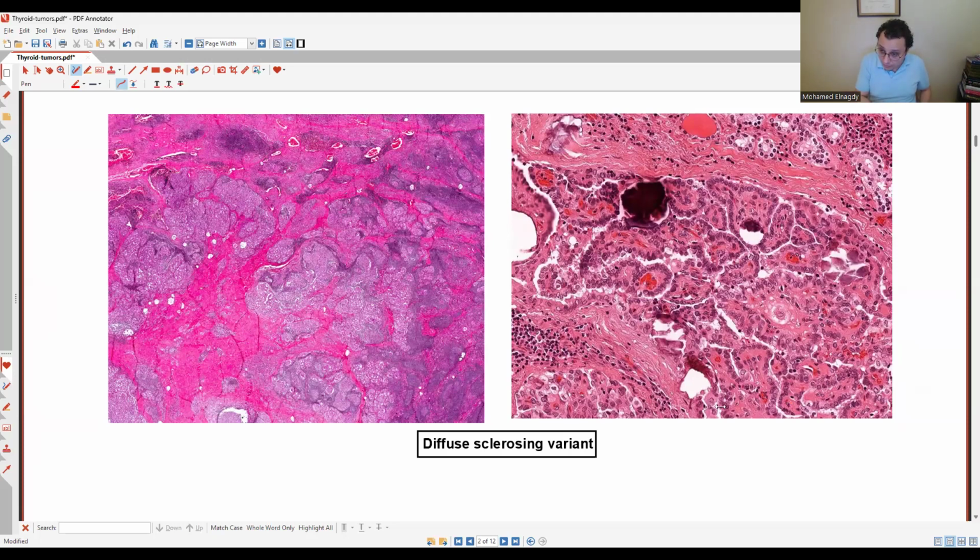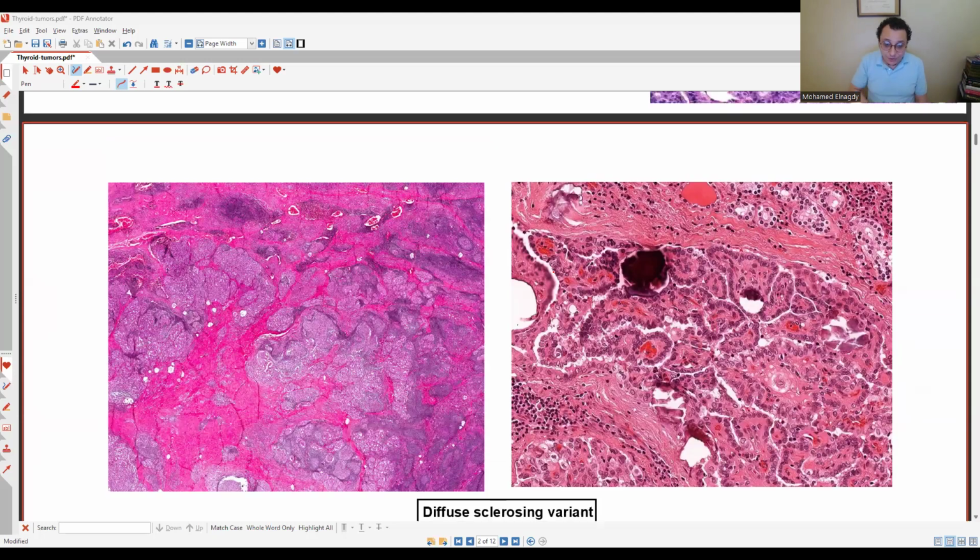So we have, Noor said we had 2 cases of diffuse sclerosing. Looks like the head and neck is a heavy service in your program. If you had like 2 cases of diffuse sclerosing, this means that this is a heavy service.